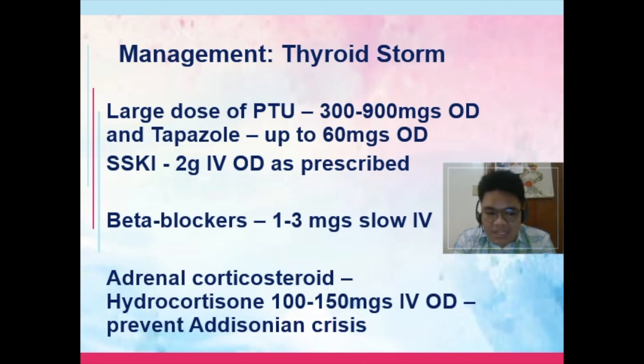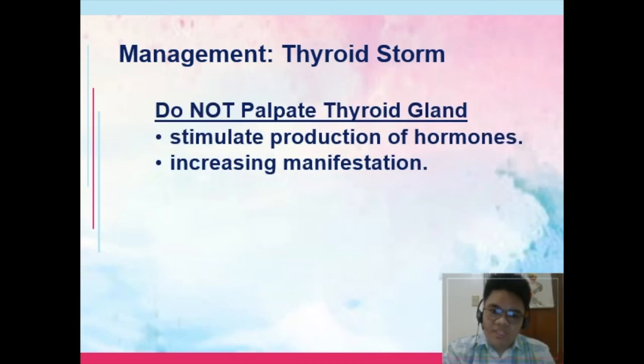So, Addisonian crisis or Addison's disease, class, will be discussed later once we touch on adrenal gland functioning. Okay, but just remember, to prevent Addisonian crisis in a patient with thyroid storm, we administer a corticosteroid, such as hydrocortisone. Then, if your patient is having signs of thyroid storm, it is not wise for us to palpate the thyroid gland. Palpation of the thyroid gland would stimulate the production of hormones, which in turn would increase the manifestations of your thyroid storm. You don't want that to happen.